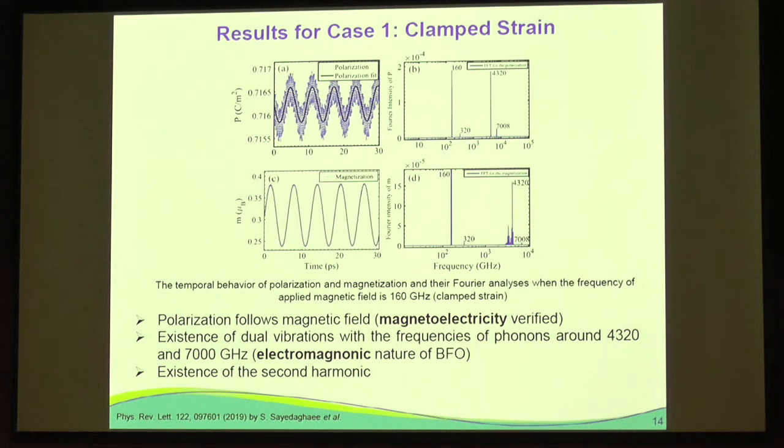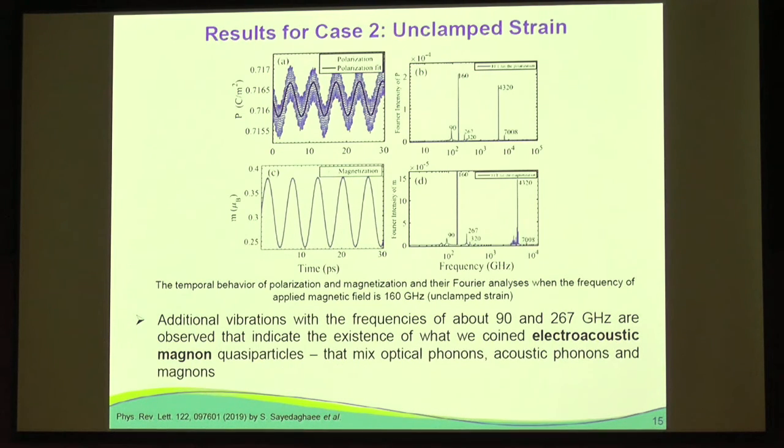So what about when you relax the strain or unclamp the strain? When you unclamp the strain to see the role of a strain, you will see two additional peaks over 90 gigahertz and 267 gigahertz. We have already reported these results in a PRL paper. And as you see, these two additional peaks are a mixture of optical phonons, acoustic phonons, and magnons. So we propose maybe we can call them electroacoustic magnons.